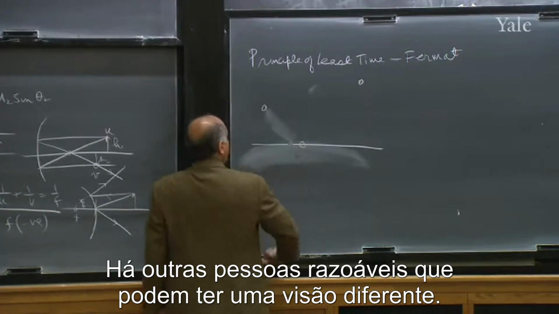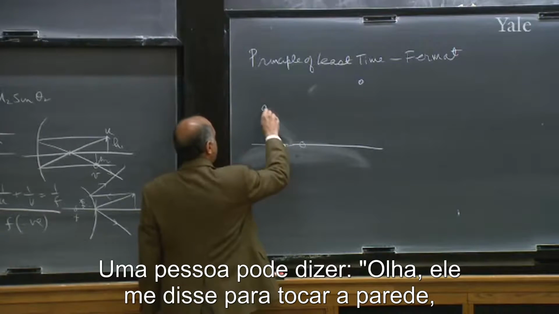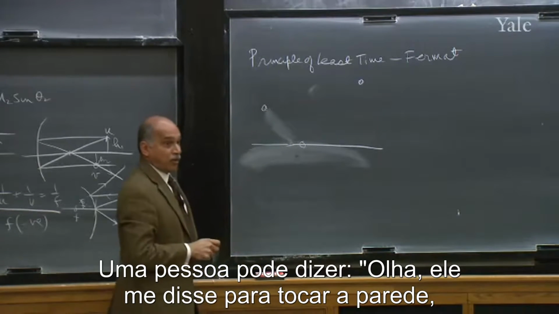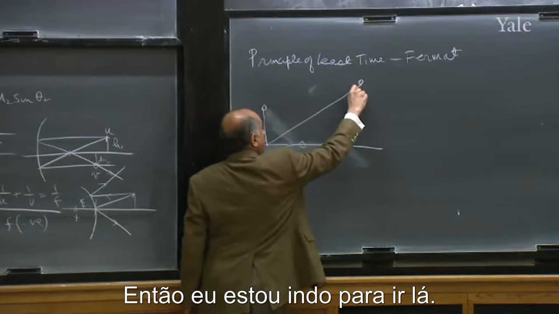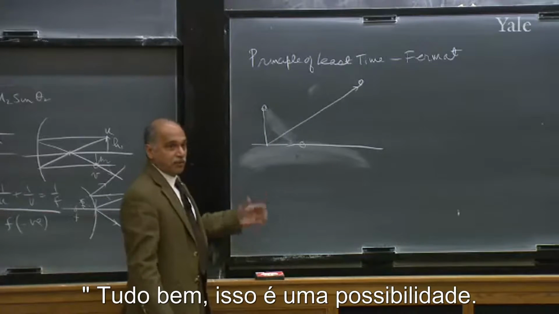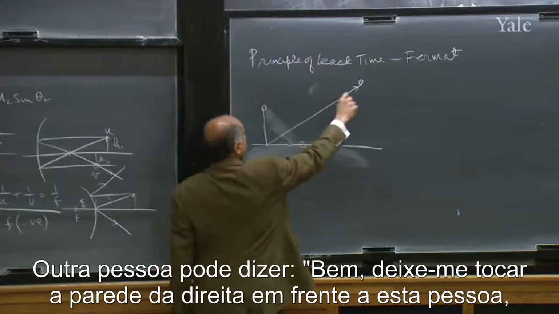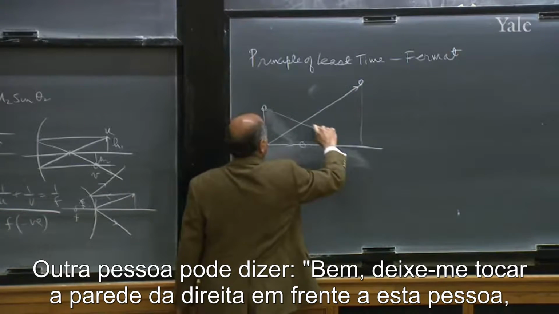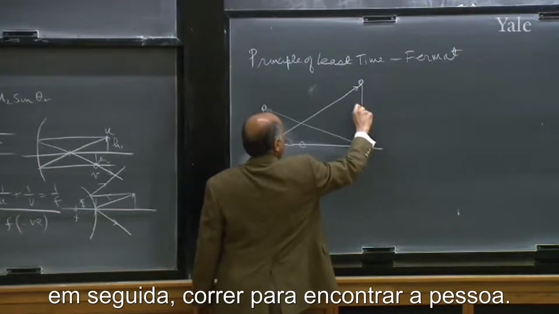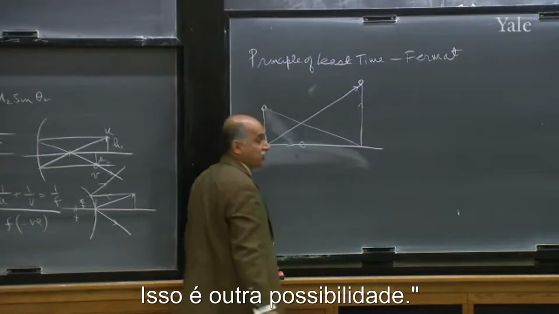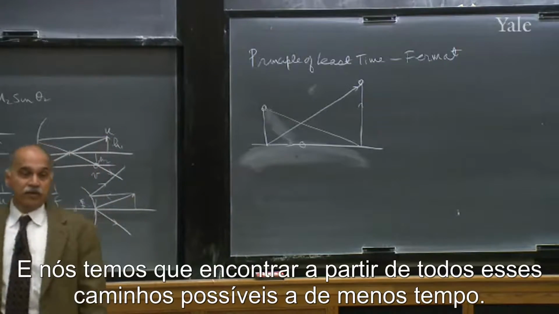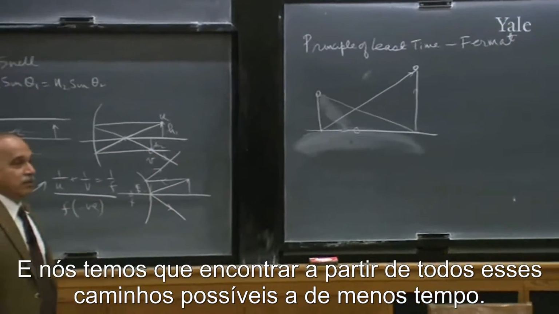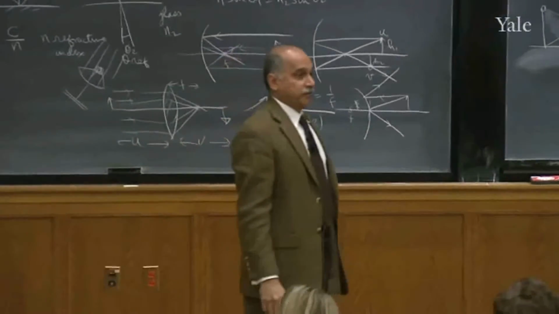There are other reasonable people who may have different views. One person may say, look, he told me to touch the wall, so I'm going to get that out of my way first. Then I'm going to go there. Fine, that's a possibility. Another person can say, well, let me touch the wall right in front of this person, then run over to meet the person. That's another possibility. So there are different options open to you. We've got to find from all these possible paths the one of least time.